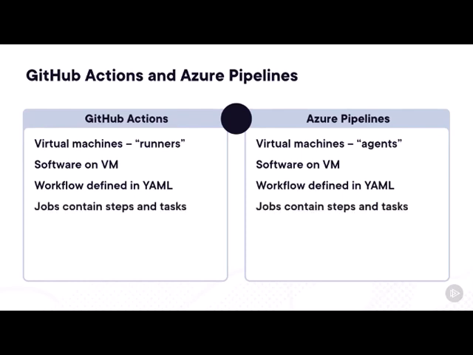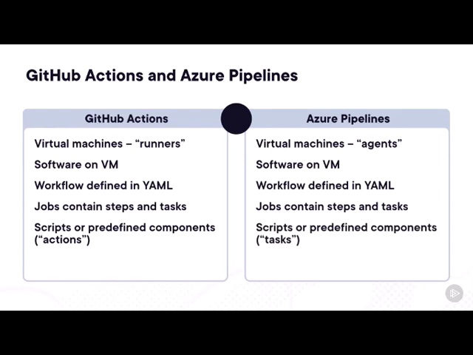These can be things like copying the code from the repository onto the VM, building the application, publishing the application to a folder on the VM, and then deploying the code to a web server like Azure App Service. Each of those tasks could be accomplished by simply running a script or a command line instruction like the .NET command. Or the step could involve invoking a more complex, predefined component that's stored somewhere else. In GitHub, those components are called GitHub Actions, and in Azure Pipelines, they're called tasks. Both services provide many of these components for you, and they both have marketplaces where you can install third-party components.